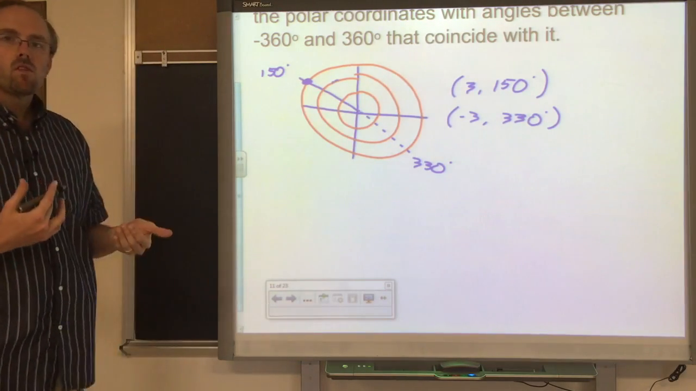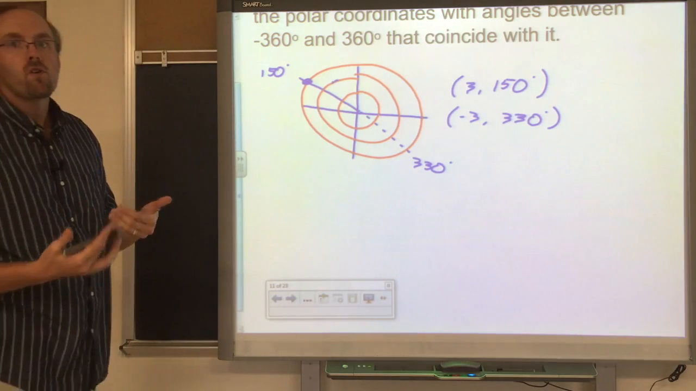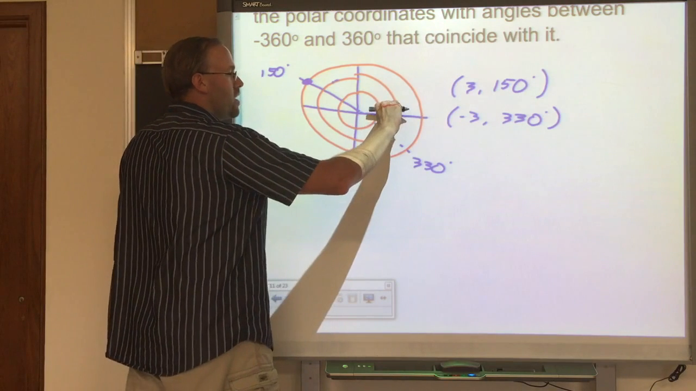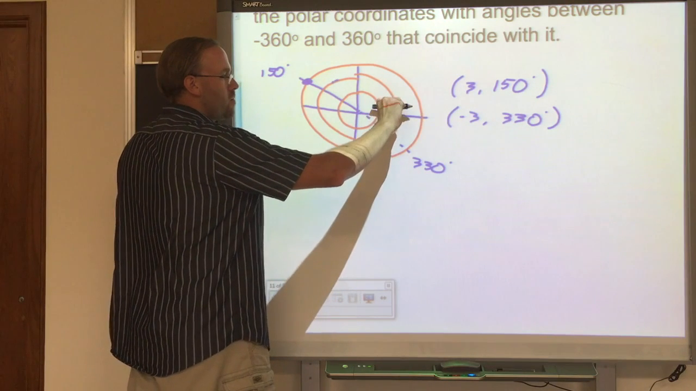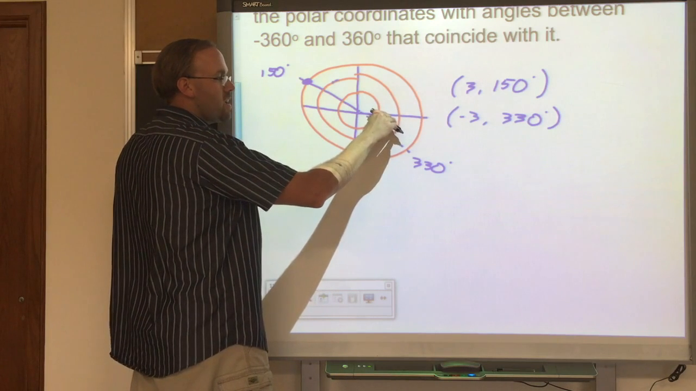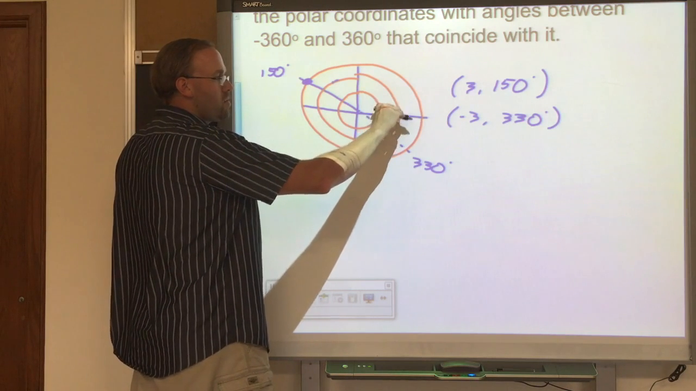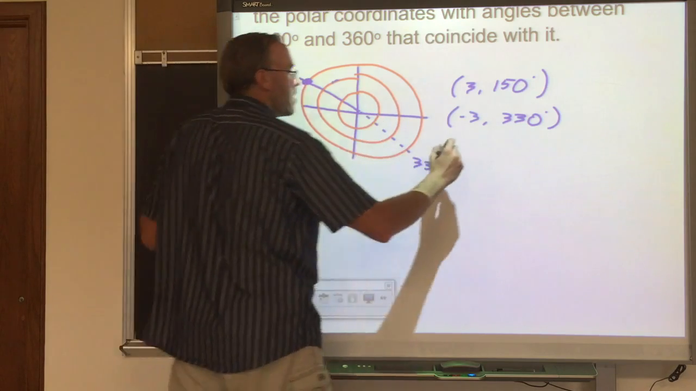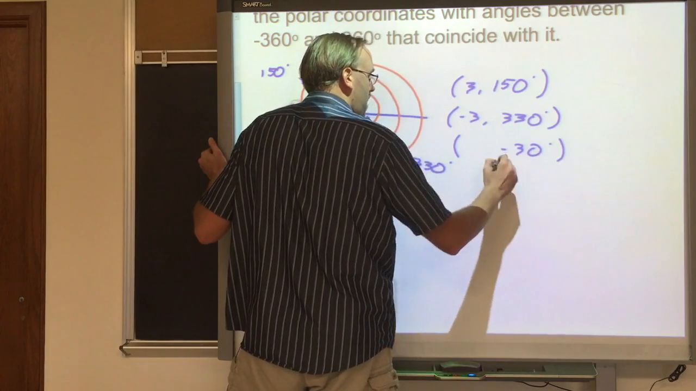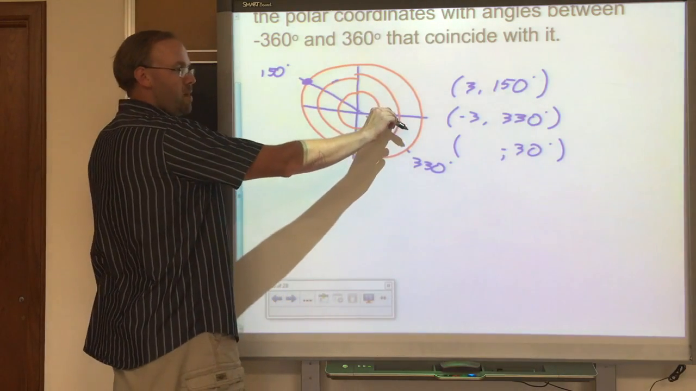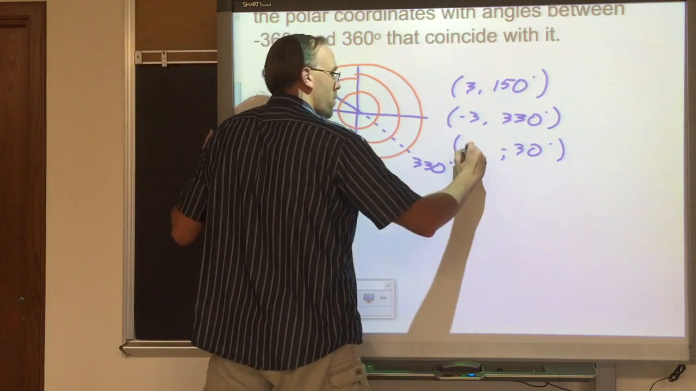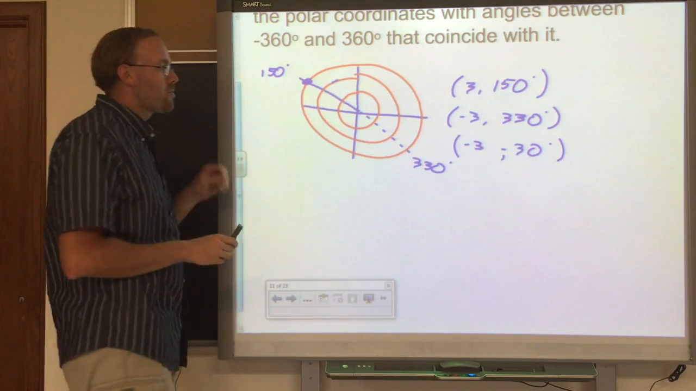Now, let's also take the same approach with the negative angles. If I start here and go down from 0, what would this angle be in negatives? Well, I would go down 30 degrees. So negative 30 degrees, that hits that angle. Now, would I be pointing at that point? No, I would have to go backwards 3 spaces. So my R value would be negative 3.